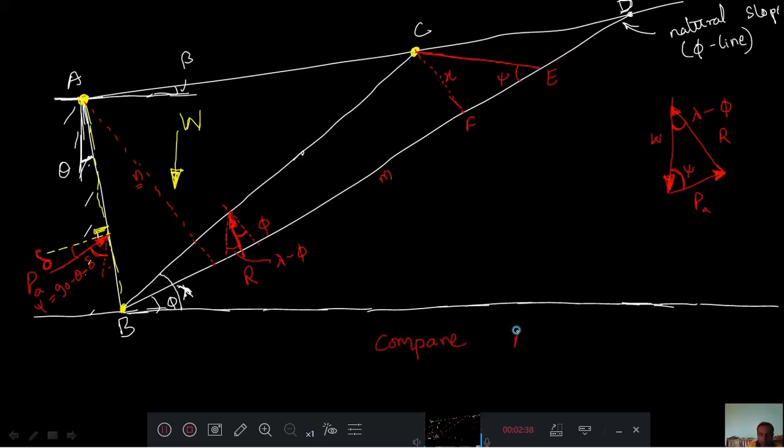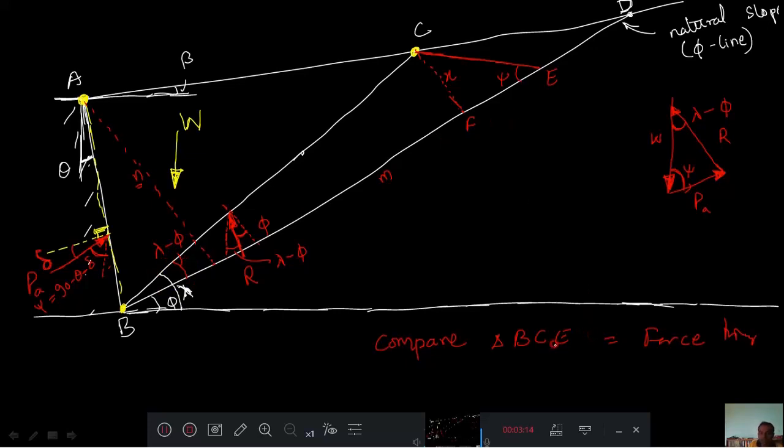Now compare the BCE force triangle. Now look here. There is a psi here. There is a psi here. This psi and this psi are the same. If the total is lambda and this is phi, then what about this angle? This is again lambda minus phi. Then again here lambda minus phi. Means here is a psi, here is a psi, here is a lambda minus phi, here is a lambda minus phi.